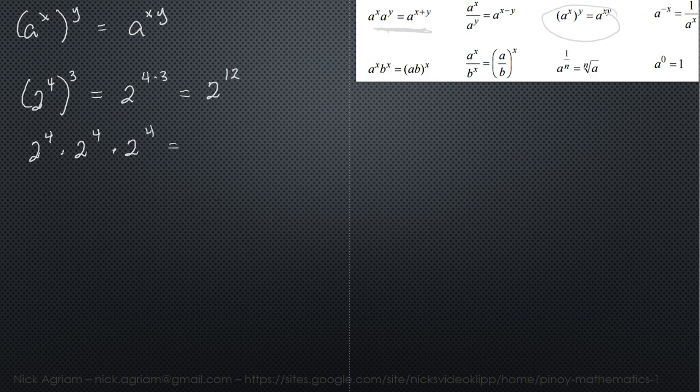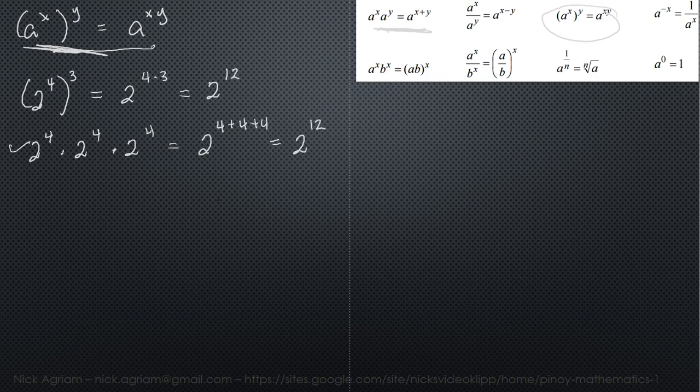2 raised to 4 plus 4 plus 4 is equal to 2 raised to 12. But you don't need to do this one. You can just use this law. Then you're off with it. You're good with it.